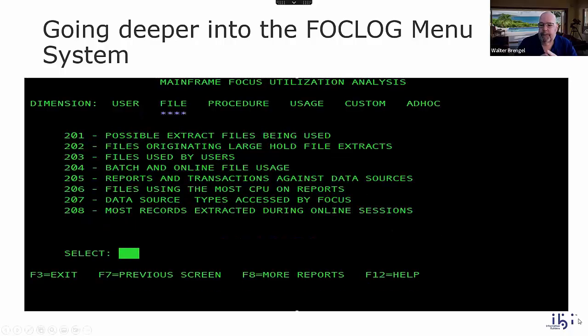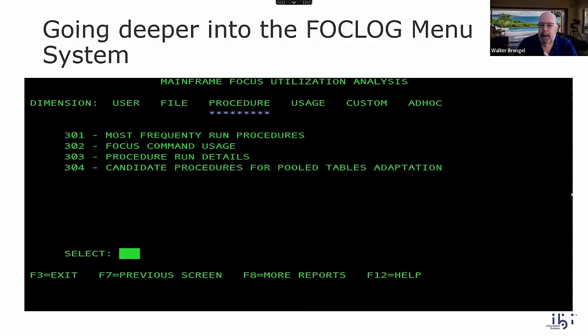Let's go to File. We show you possible extract files that are being generated. We'll tell you the number of records that we read or that were written. We'll show you the files that were used by individual users. We'll show you the difference between batch and online file usage. And then files that use the most CPU and reports is also something that's very helpful. Data source types. Are you accessing DB2, IMS? So this focus databases.